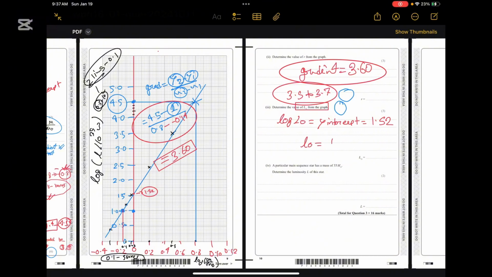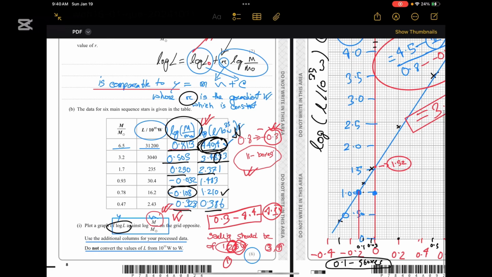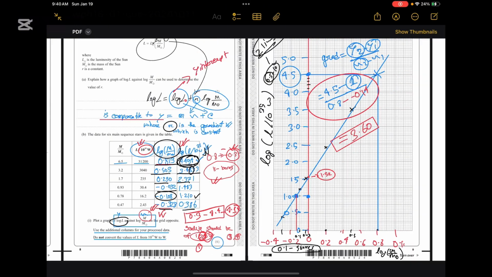So L naught is equal to 10 to the power of 1.52. So now we can figure out the value of L naught. We have to use the calculator right now to figure out the value of L naught. So the value comes as 33.1 for me, and we have to multiply it with 10 to the power 35 because this L is 10 to the power 35 watt. We have to calculate the answer in 10 to the power 35.